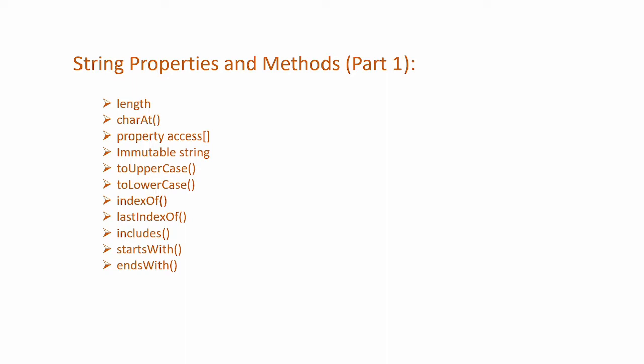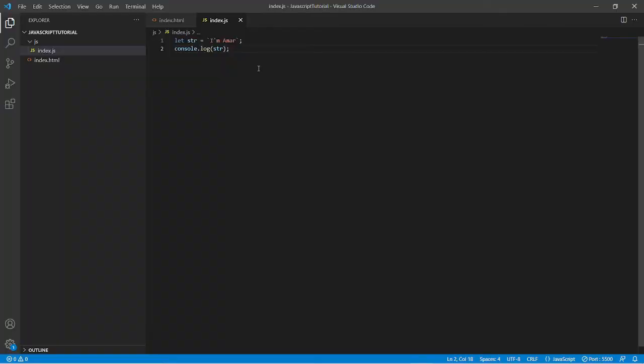What do we understand by immutable string? toUpperCase and toLowerCase methods, indexOf and lastIndexOf methods, includes method, startsWith method, and endsWith method. So let's start with the length property.